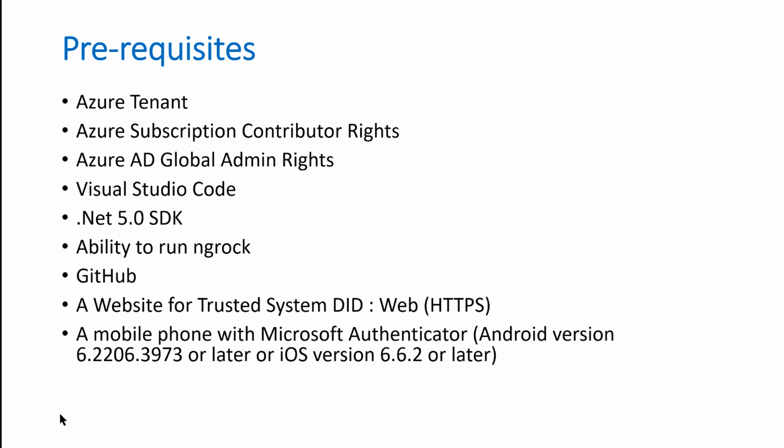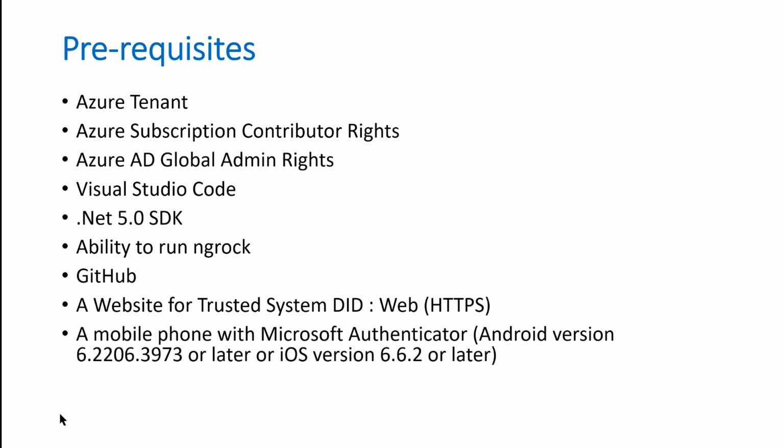Then we need some type of code editor, Visual Studio Code. The application we're going to test in our demo requires the .NET 5.0 SDK, and we will be proxying this application from our machine, from our VM or laptop, to public through ngrok. Sometimes organizations block ngrok, so make sure you can run ngrok if you're trying to deploy and test it. And obviously GitHub, because we will be cloning certain GitHub repos onto our machine.